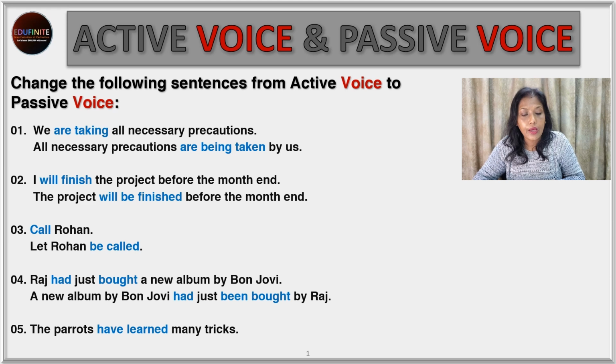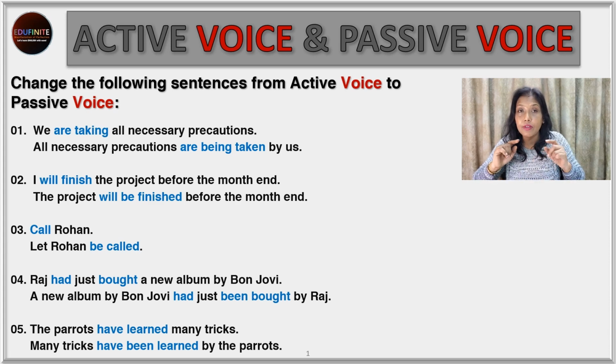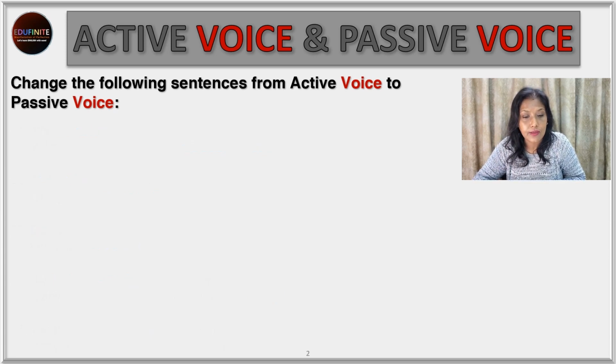Next. Here a new album by Bon Jovi comes right before had just been bought by Raj. Next, many tricks comes right in front, have been. Since there is have, we have to include been, have been learned by the parrot. Since this is in the perfect tense, so we'll have to include the word been in the passive voice. Well, the next set of 5 questions.